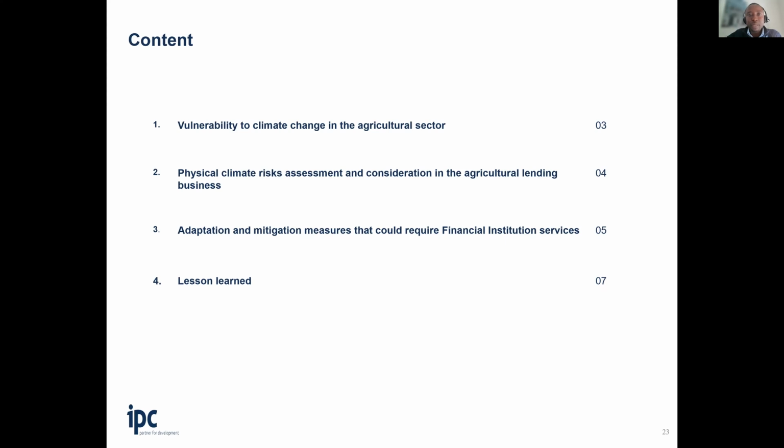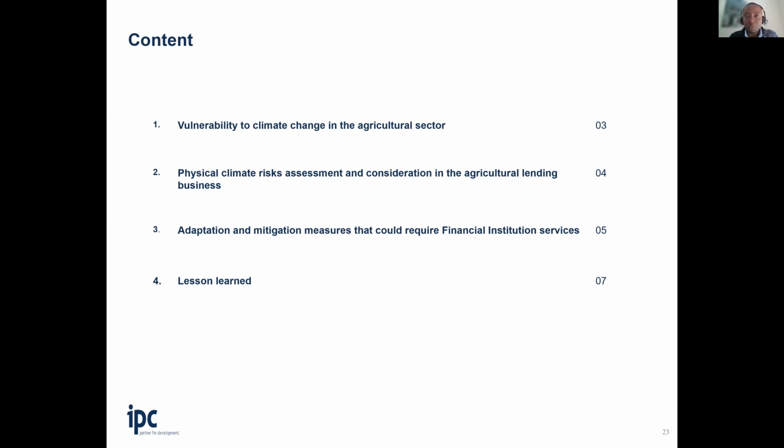And then, due to this vulnerability, a lot of approaches have been developed on how physical climate risk could be assessed and also be integrated into the process of lending to businesses in agricultural sectors. So I will introduce a few of the approaches that we have used on the ground.